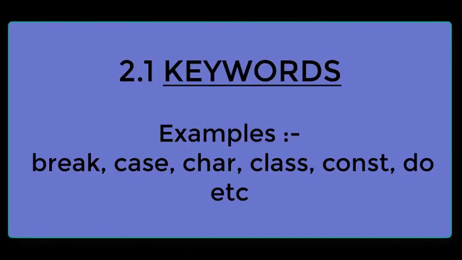The first one is keywords. Keywords are the words that convey a special meaning to the language compiler. These are reserved for special purpose and must not be used as normal identifier names. Some of the examples are shown.